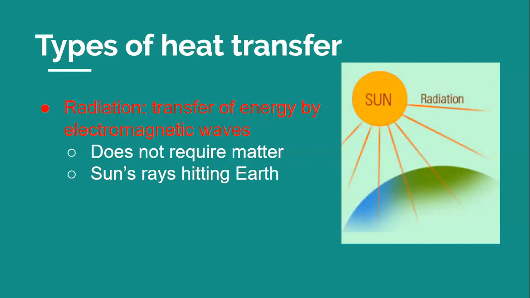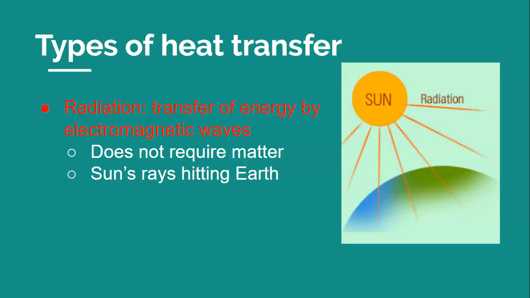And now we have radiation, where heat is transferred by electromagnetic waves, like we just said. And this type of transfer does not require matter. So those would be our three types of heat flow that occur, let's say, when we go to the beach or things like that.